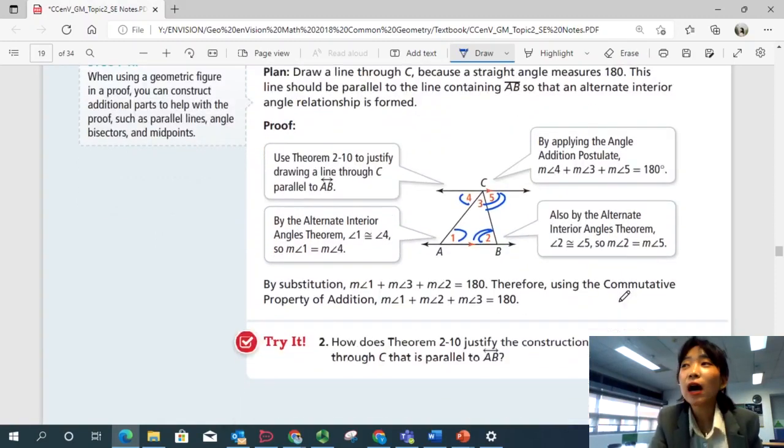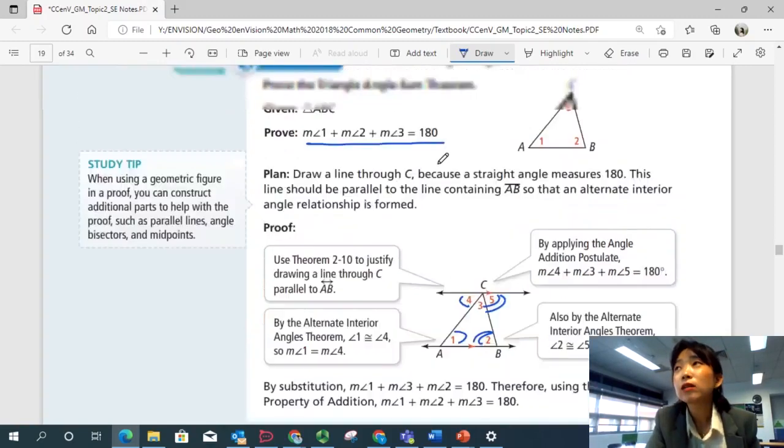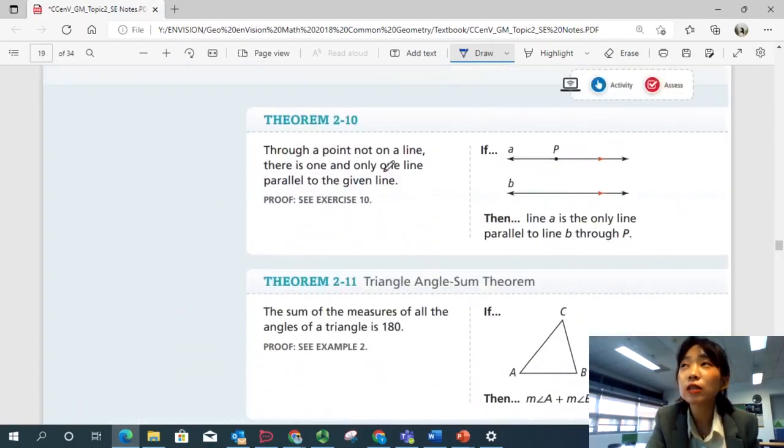Let's look at try number 2. How does theorem 2-10 justify the construction of the line through C that is parallel to AB? So how did we justify this? How do we use this to justify? How do we make sure that the step is correct? What do we do? Well, what does the theorem say? The theorem says that through a point that's not on the line, there's one and only one line parallel to the given line.